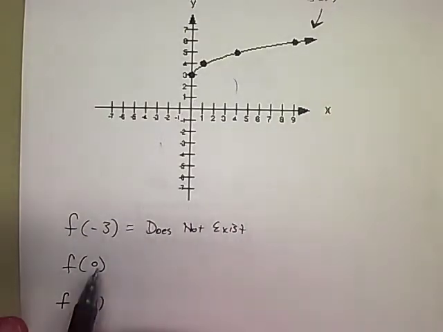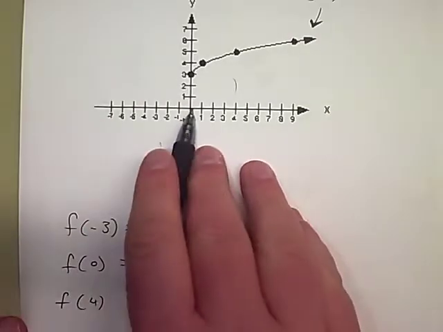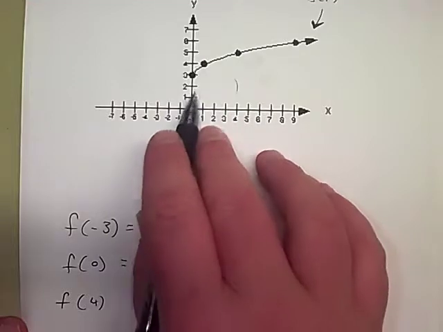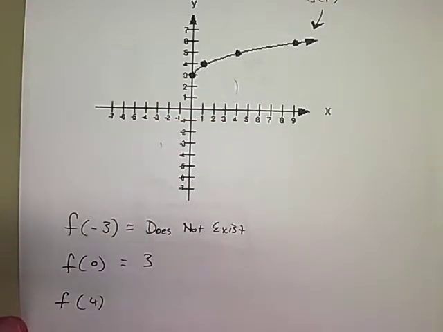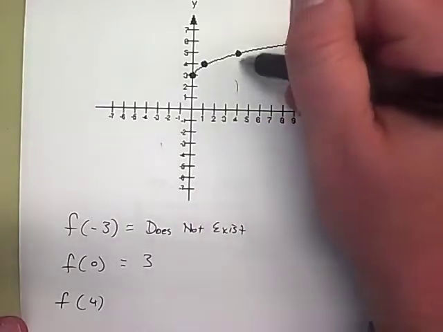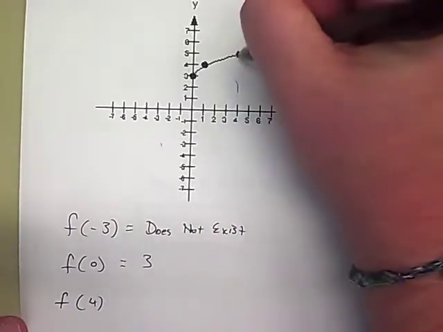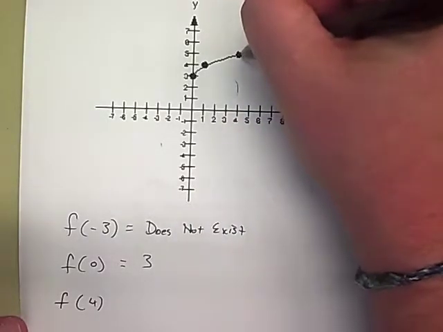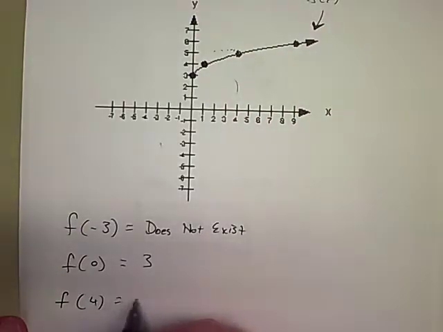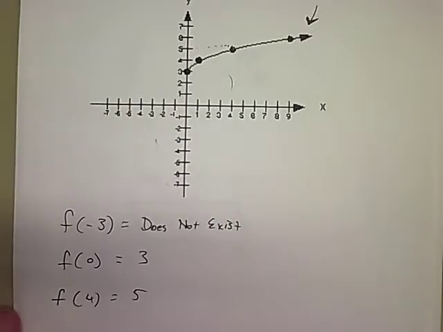All right, what about when I plug a 0 into the function? Well, here's 0 for x. What's the y value that comes out? The y value that comes out is 3. And what happens when I plug a 4 in? Well, here's 4. Bam, that's the point. Here's the point. What's the y value here? The y value is 5. And that is it. It's just as easy as that.